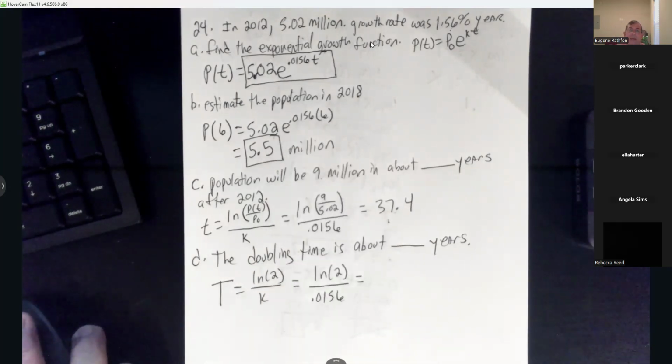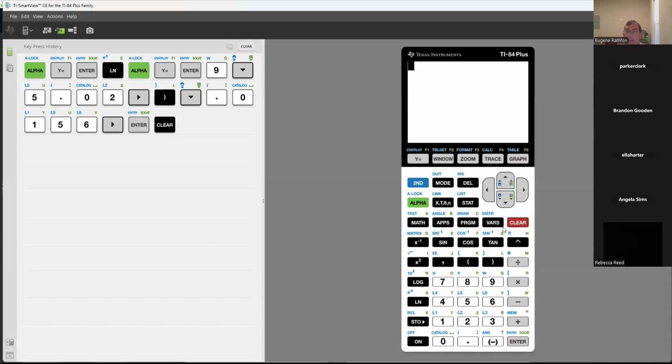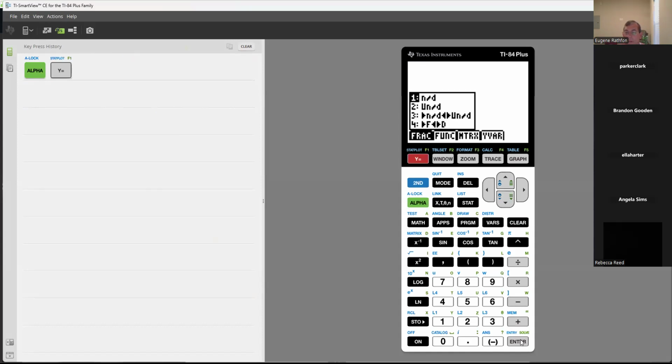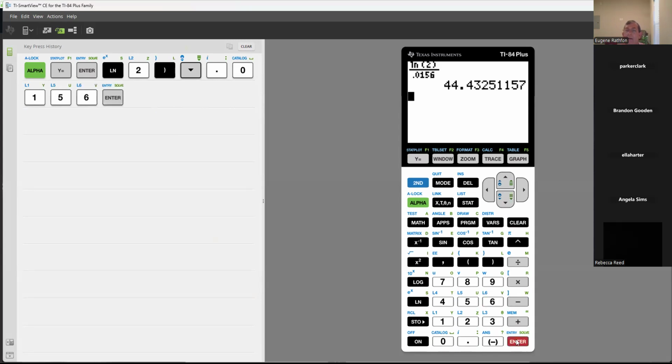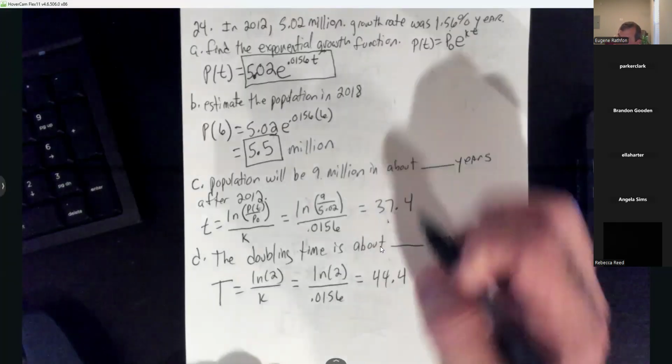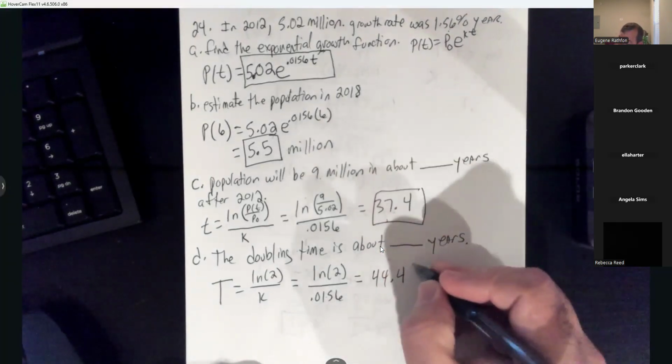Now, y'all, for double time, they want me to go 1 decimal place. All right, y'all, so let's go back to the calculator. I'm going to make it look like a fraction again. So I'm going to do the alpha y equals and enter. On top, I got an ln of 2. On bottom, 0.0156. When we hit enter, I'm going one decimal place, so it looks like this will be 44.4, which was more than my 37.4 that I got on number C, okay?